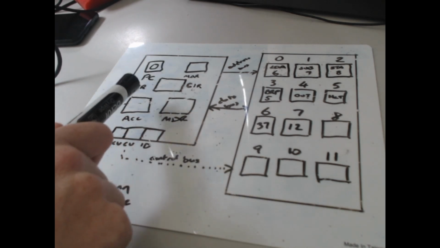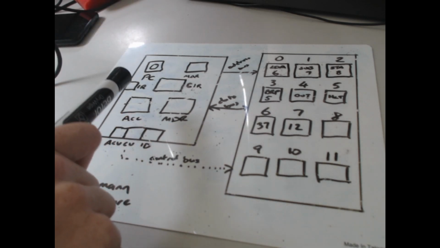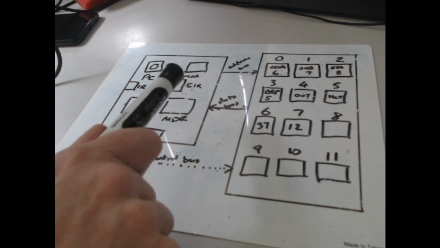Each one of these, you can think of just as a storage location to store values. The values might be memory addresses, they might be data, depending on what exactly is happening, but each one of them has a special purpose.